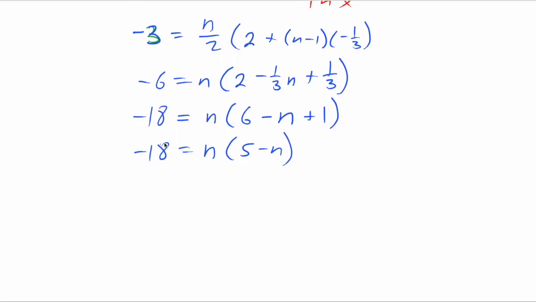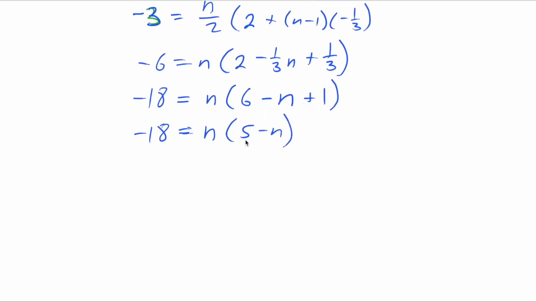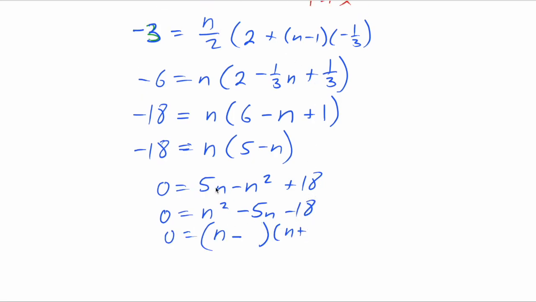Looks like a quadratic, and we'll have to solve the quadratic by factorizing, I guess, since it's a non-calculator paper. Let's expand these brackets and bring the 18 to the other side. So we're going to have 5n minus n squared plus 18. Let's multiply by negative 1, and we got n squared minus 5n minus 18. Problem is, this shouldn't be a 5. Back here we have 6 plus 1 is 7, of course. So let's just change these all to 7.